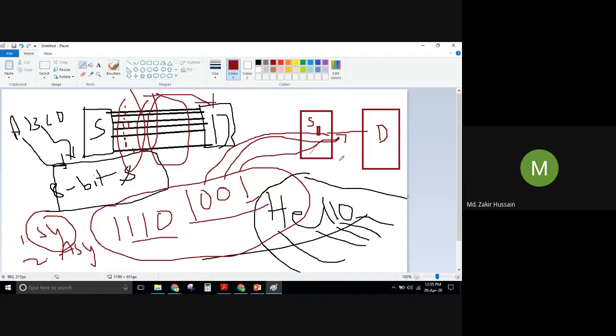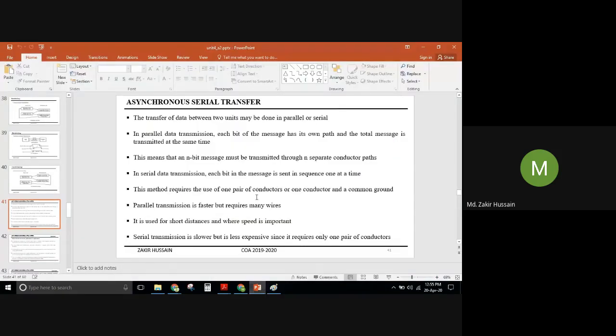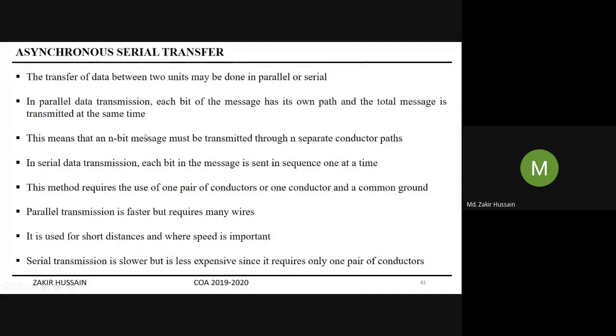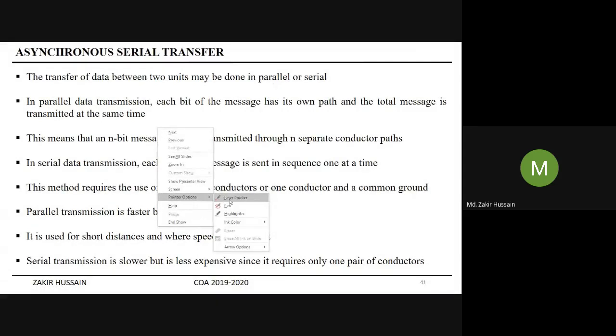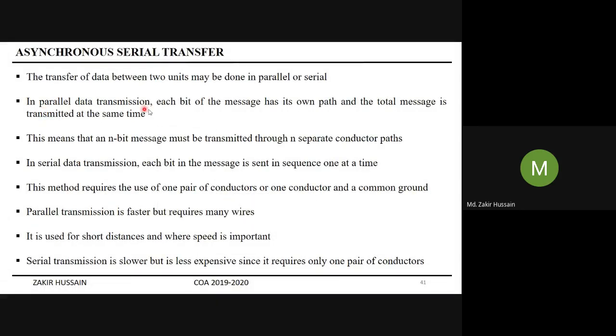But here, one after another, it is time-consuming. So that is what we mean here at this stage, saying that in a parallel data transmission, each bit of the message has its own path and the total message is transmitted at the same time. This means that an n-bit message must be transmitted through n separate conductor paths. This is very obvious. If 8 bits are there, we need 8 conducting paths. So n bits means n separate conductor paths are required.